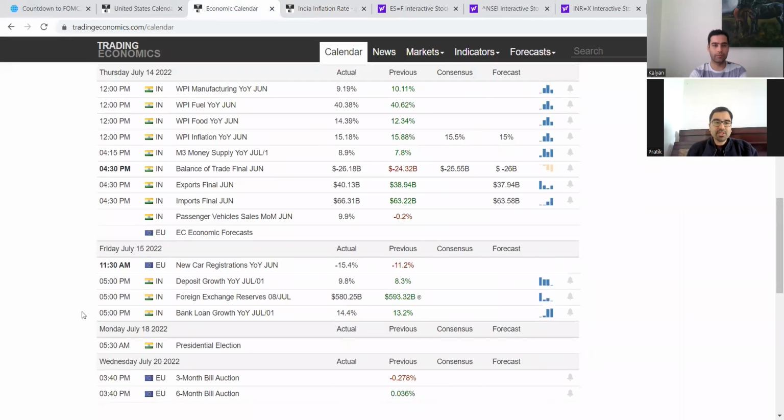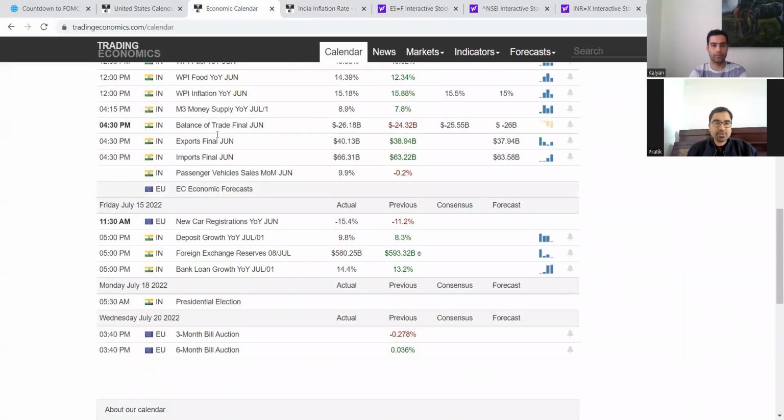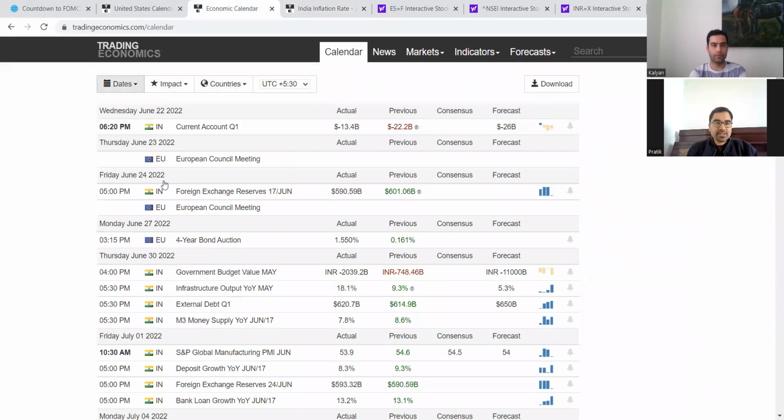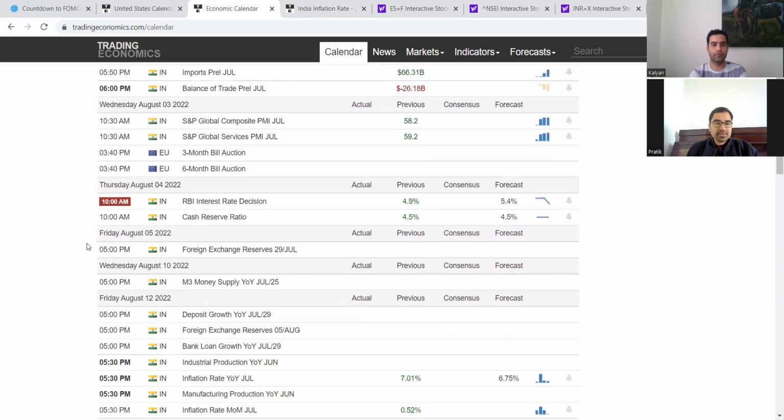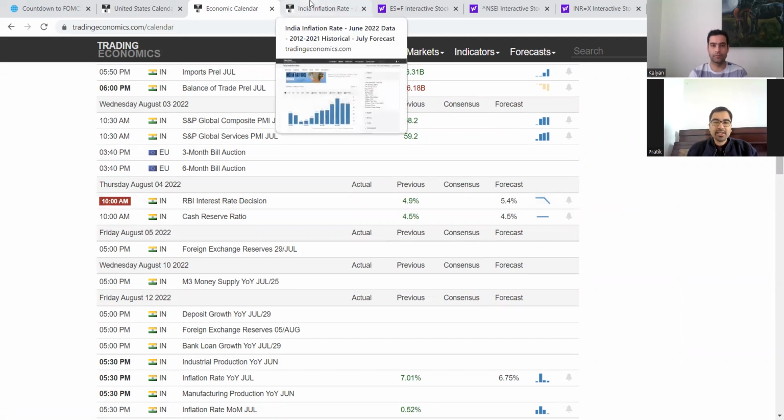So the next policy date is, I think, 4th of July. Let me take a look at this. So if you look at the next month, yeah, it's 4th of August. So the general expectation is that there can be a rate hike of 50 basis points. But again, given that inflation is coming down and it's on the right trajectory, RBI may or may not hike rates, or even if it hikes, it is possible that the rate hike will be lower, maybe 25 basis points.